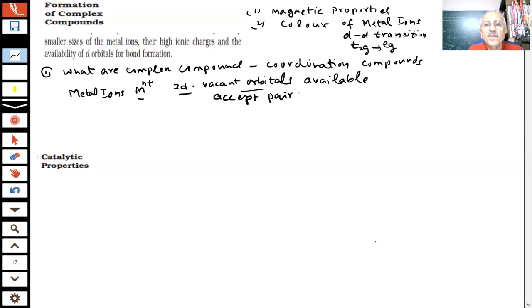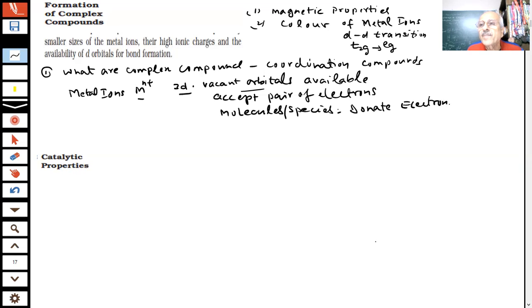So they can accept a pair of electrons from whom? From such molecules or species which can donate electron pairs. What are those species known as? These are nothing but Lewis bases, electron pair donors, and in the complex compounds we call them ligands, students. These ligands have lone pairs of electrons to donate.